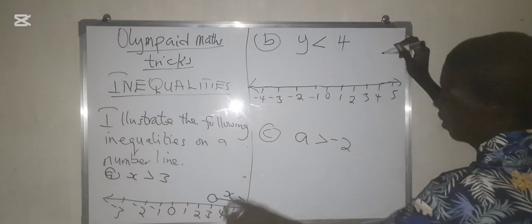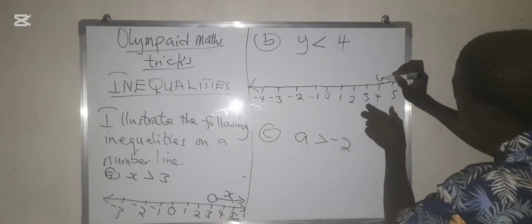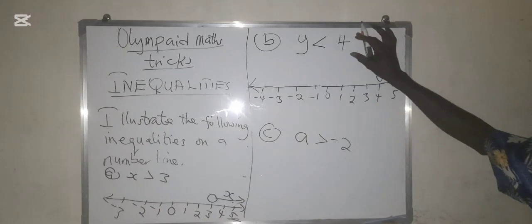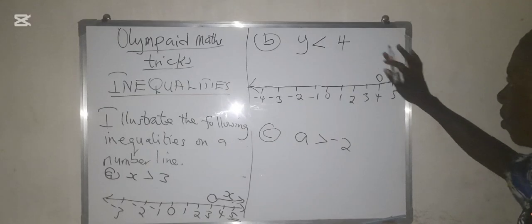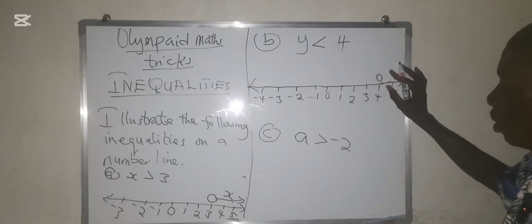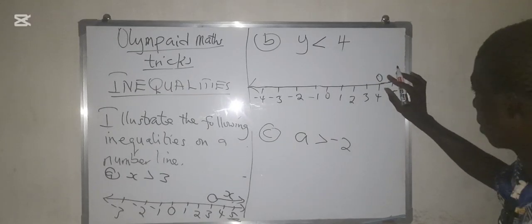Again, like what we did here, we draw the circular ring on top of this 4. If it is 5, you draw it on top of 5. But here it is 4. We are going to draw the ring on top of this 4.